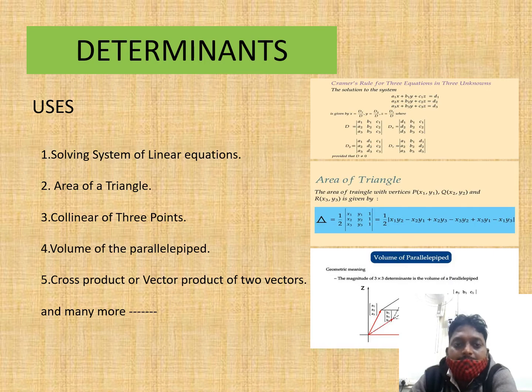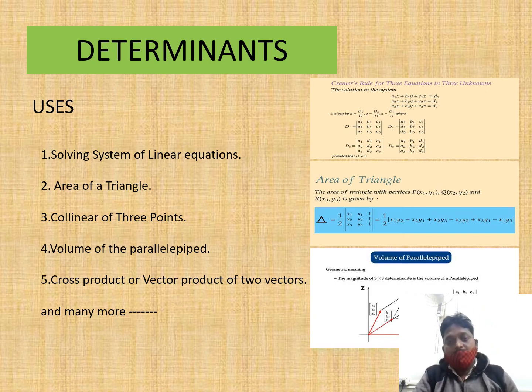Third point, it is required to check the collinearity of 3 points. If the 3 points are collinear, they can never form a triangle, so the area will be 0. So how can you check whether those 3 points are collinear or not? Determinant will help you. If the determinant of those 3 points is equal to 0, then the points are collinear. If the determinant is not 0, it is not collinear.